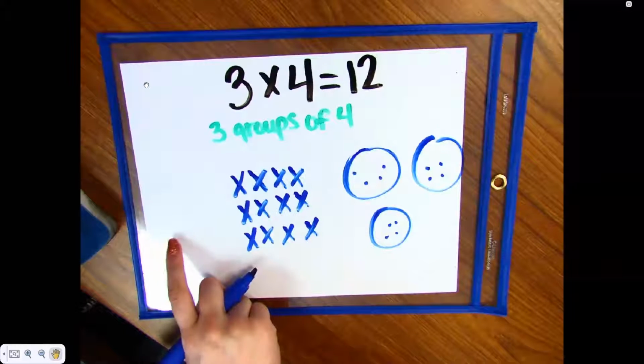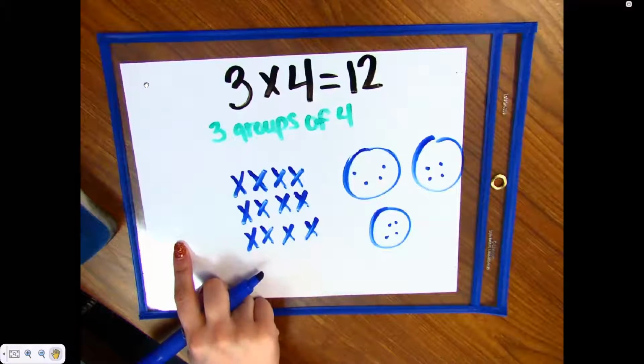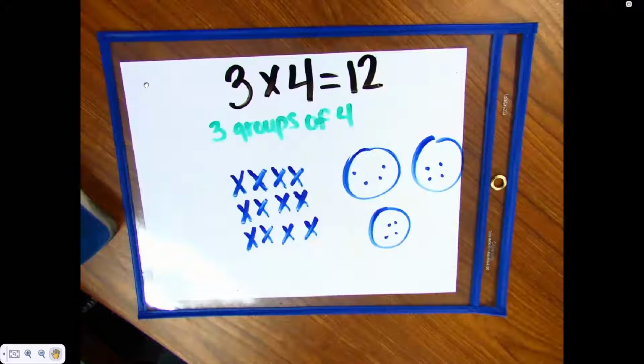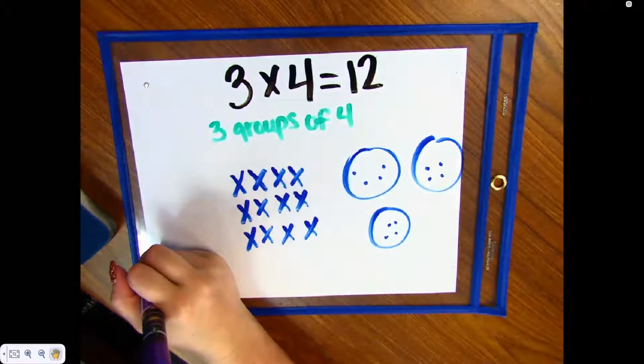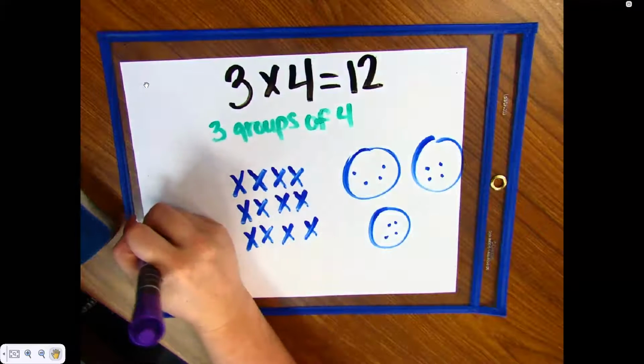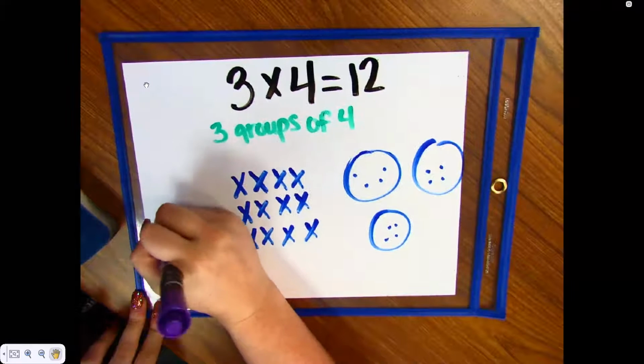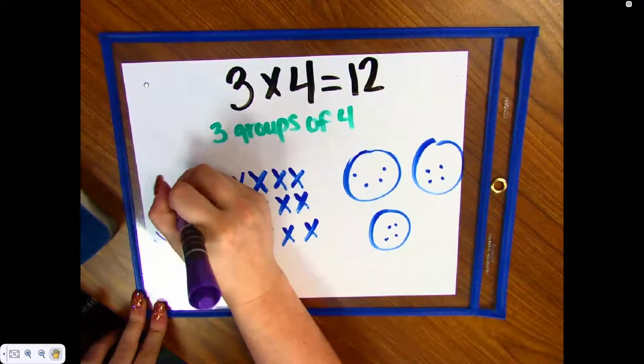What else could I do? What's another strategy? I could do something that starts with an R. Repeated. Emily? Repeated addition. So if I have 3 groups of 4, how many times do I need to write 4? Ollie, how many times should I write 4? 3 times. I almost wrote 3. So I'm going to write 4 plus 4 plus 4.